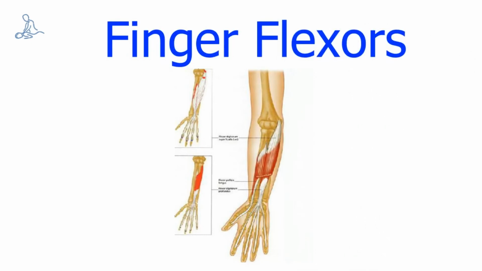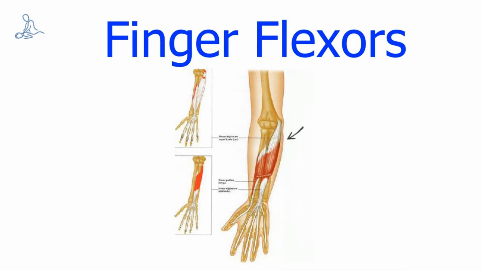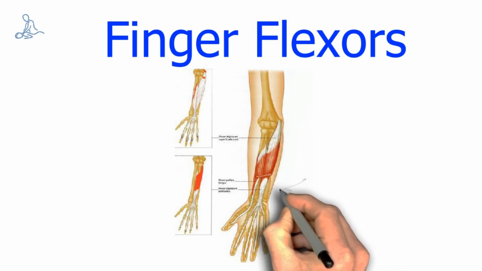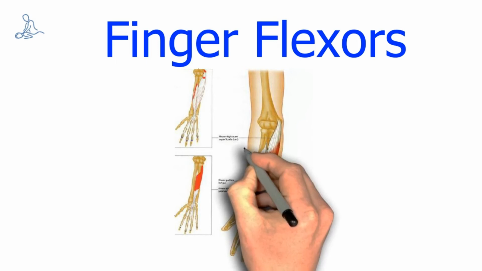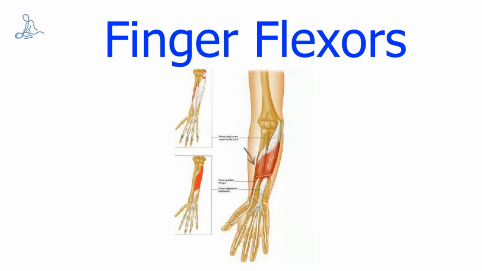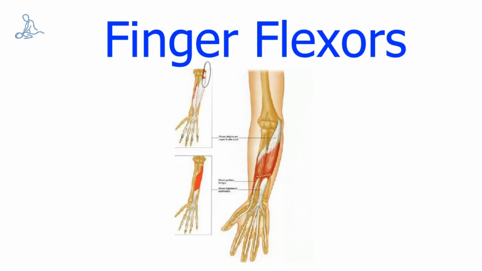Finger flexors. Flexor digitorum superficialis, Flexor digitorum profundus, Flexor Pollicis longus. The origin of the finger flexors is the medial epicondyle of the humerus, anterior radius and medial anterior of the ulna.